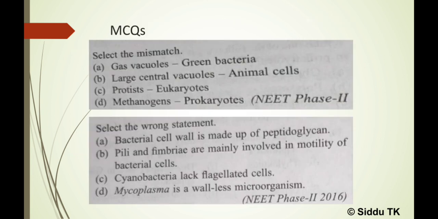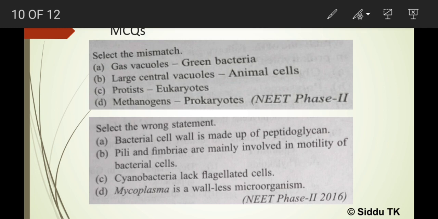These are the multiple choice questions based on the topic we discussed. First question, select the mismatch. Gas vacuoles, green bacteria; large central vacuoles, animal cells; protists, eukaryotes; metagens, prokaryotes. We know that in the animal cells there are no large vacuoles, hence this is the right answer.